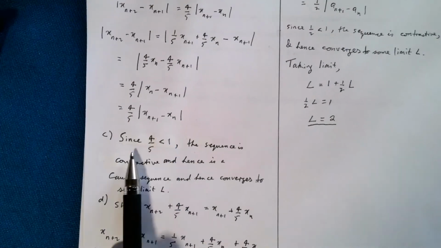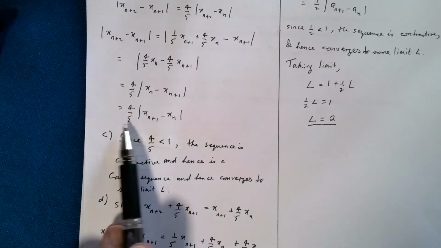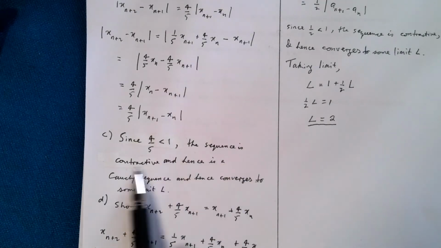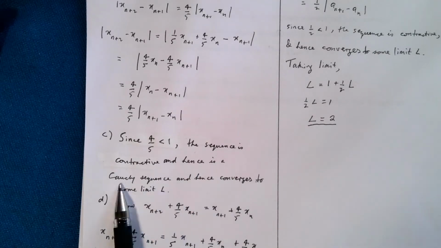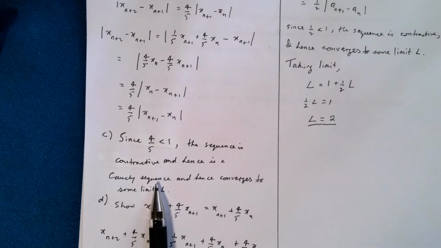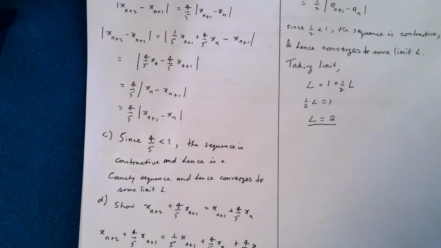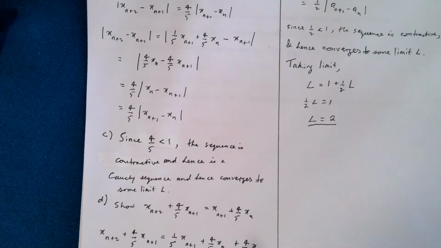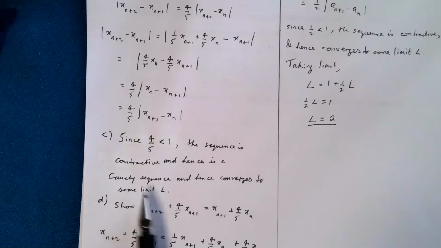Now, the third part said to explain why it's a contractive sequence. All we have to do here is simply to note that 4/5, that's the coefficient here, is less than 1. And so because of that, the sequence is contractive, and hence it is a Cauchy sequence, and hence it converges to some limit L. That's all we have to do there, just observe that it is a contractive sequence because 4/5 is less than 1. And then our theorem says, therefore, it's a Cauchy sequence and it has some limit L.